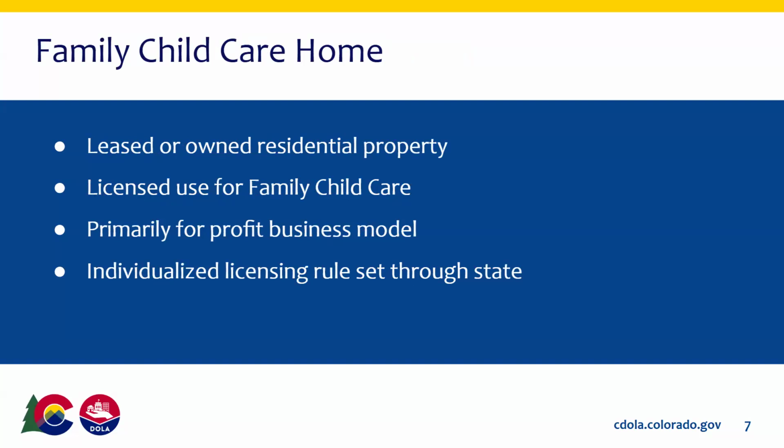Next are family child care homes, which are defined as owned or leased residential properties that have been licensed to operate as a family child care. These are most often for-profit business models overseen by a single owner that also resides on the property or in the home. Family child care homes are unique to other facility types, as there exists a specialized set of licensing rules and regulations that apply only to these facility types and will differ from others in Colorado.